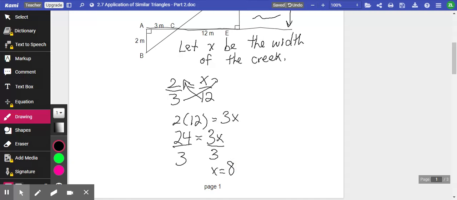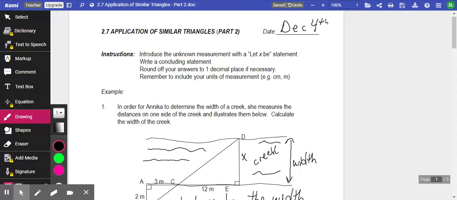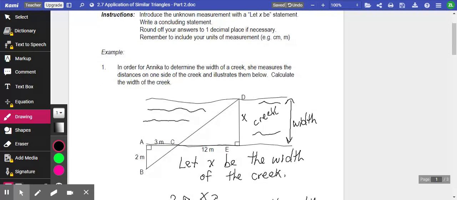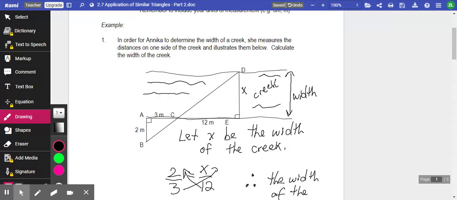So the one last thing we need to do is make sure that we have a concluding statement. So we'd put our therefore, the width of the creek is 8 and the measure is meters. So just like that, we figured out 2.7 application of similar triangles using Annika's creek question, and she was able to find the creek width based on similar triangles.